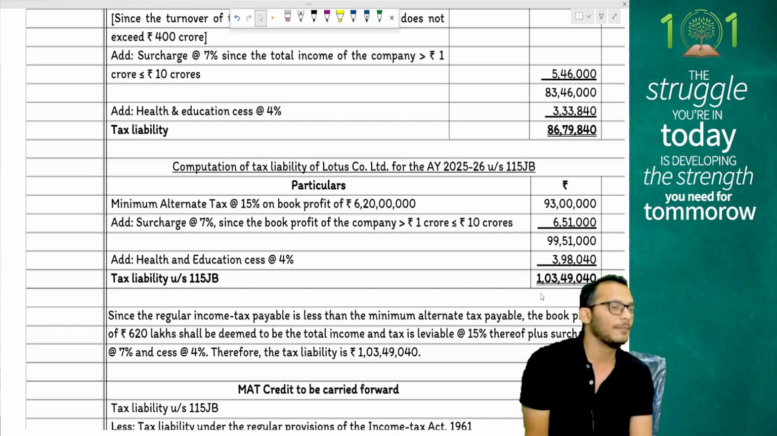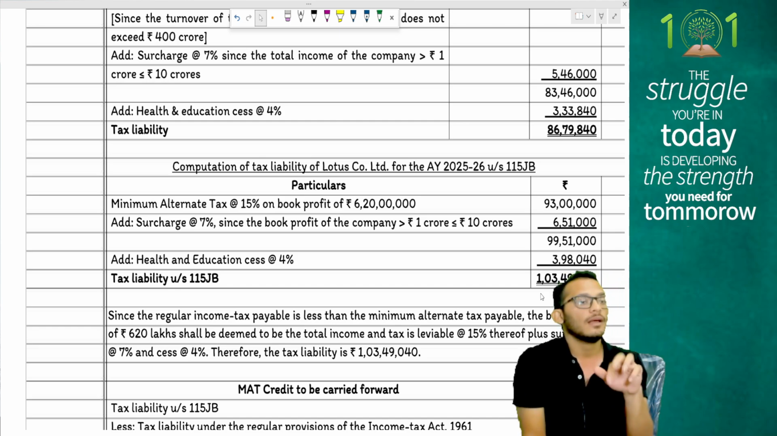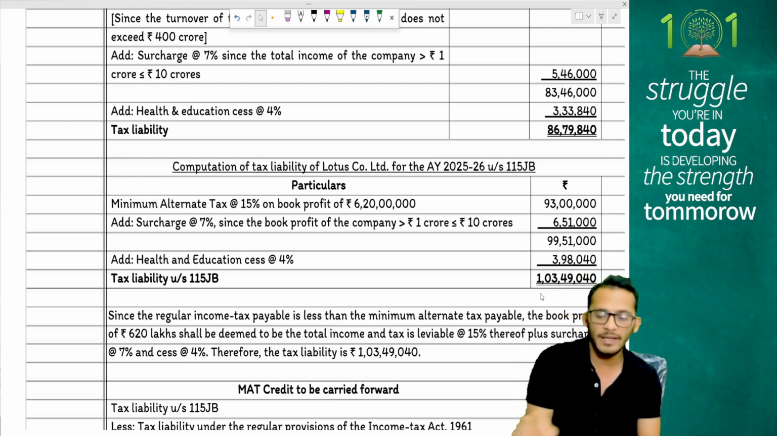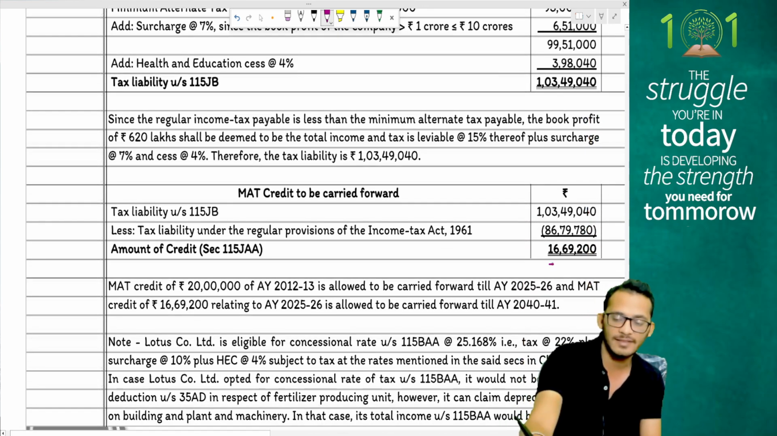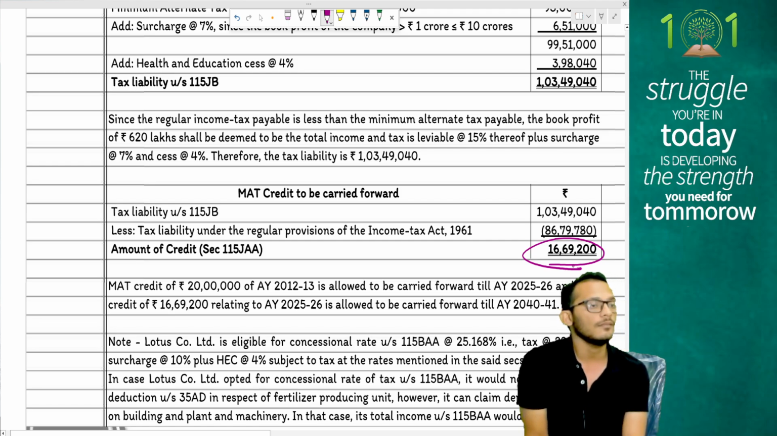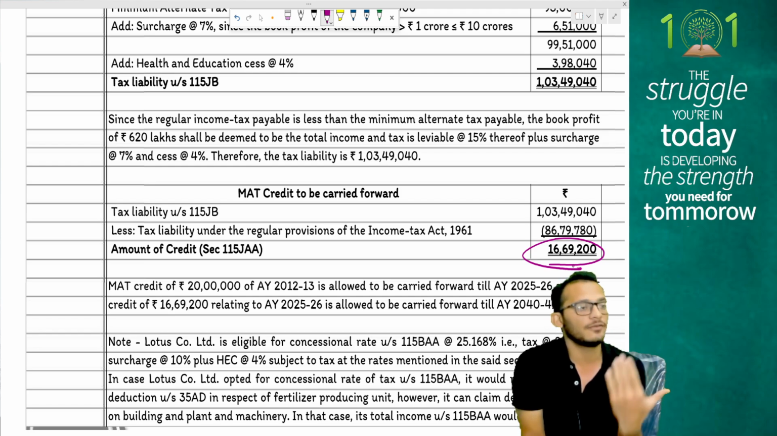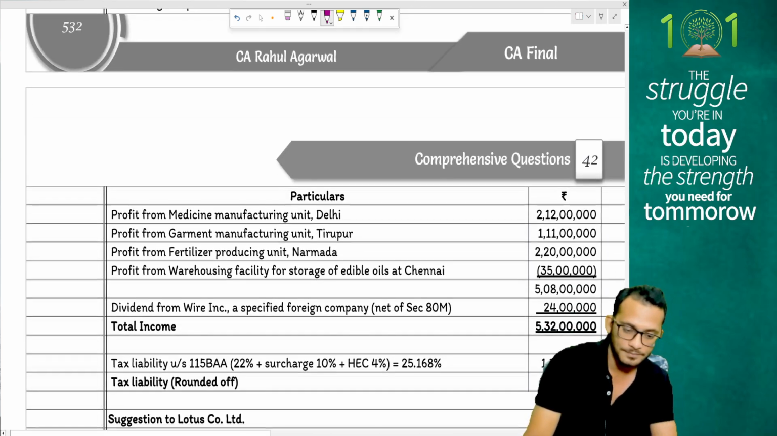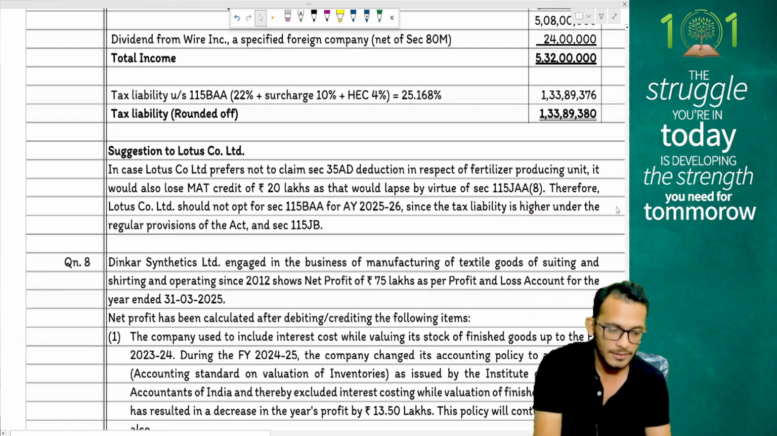When I'm already at MAT, people, can I use MAT credit? Ignore the MAT credit. But now you will get additional MAT credit of 1 crore 3 minus 86, which is 16,69,200. This will get added to your normal MAT credit, and this MAT credit can be carried forward for a period of 15 years. That is what would happen.